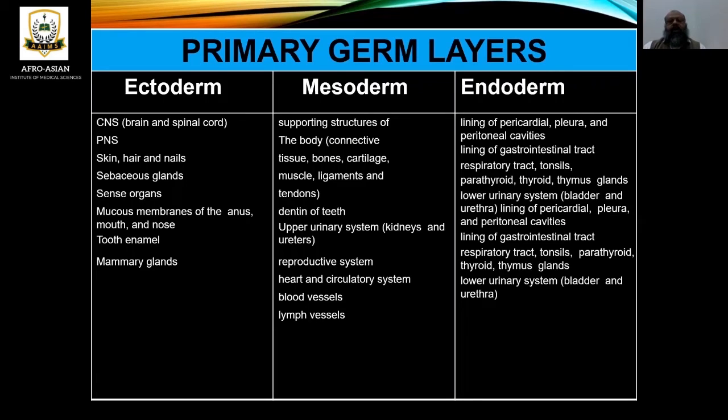The third layer is endoderm: the innermost lining of the pericardial, pleural, and peritoneal cavities, the lining of the GIT, respiratory tract, tonsils, parathyroids, thyroid, thymus glands, and lower urinary system. So all these structures which are mentioned here are formed from endoderm.